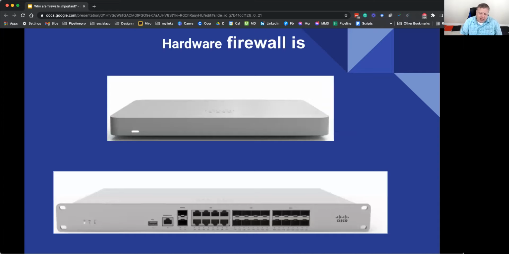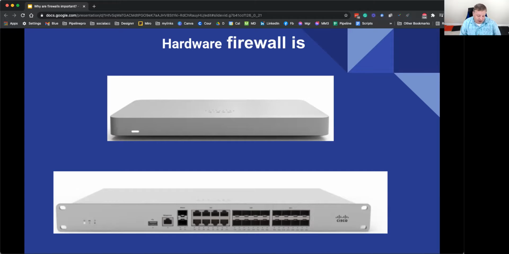Here's a picture of a hardware firewall. These are by Cisco. One is very, very small. It's about the size of two cell phones put side by side and can handle most small to medium sized businesses. It can fit under your laptop. You can put it pretty much anywhere you want.